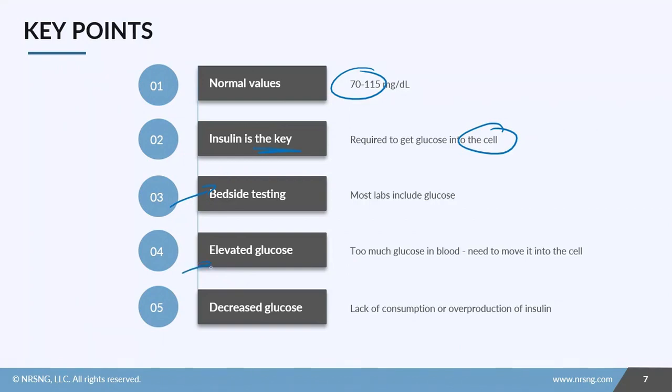When you see an elevated glucose, think that there's too much glucose in the blood and then we need to move it into the cell. That's the goal there. So patients that can't do this either lack the ability to utilize insulin or they don't have enough insulin, or you potentially have some sort of insulin resistance. If you have decreased glucose, then think they either don't have enough sugar or they have this overproduction of insulin.